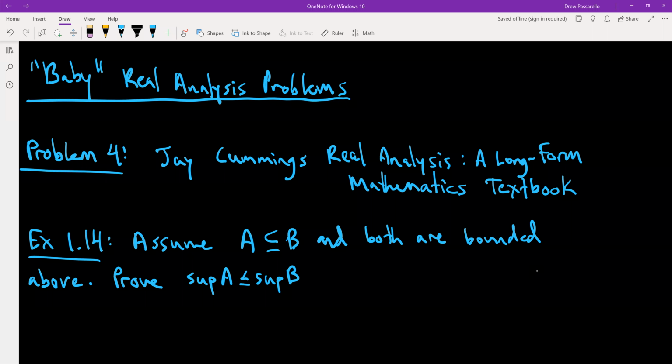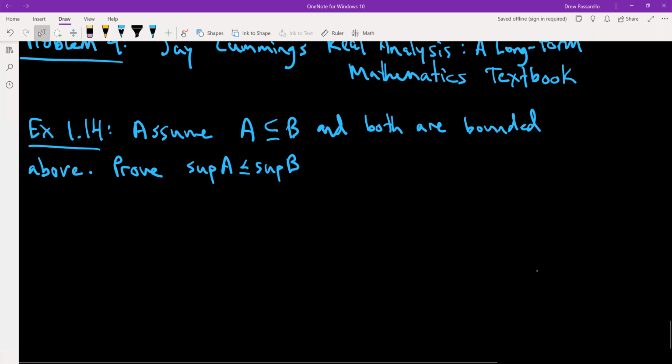All right, so this is problem 4 for the baby real analysis problems, and this is taken from J. Cummings' Real Analysis Long-Form Mathematics textbook. So this is exercise 14 from chapter 1. Assume that A is a subset of B and both are bounded above. Prove that the supremum of A is less than or equal to the supremum of B. All right, so let's go ahead and do this.